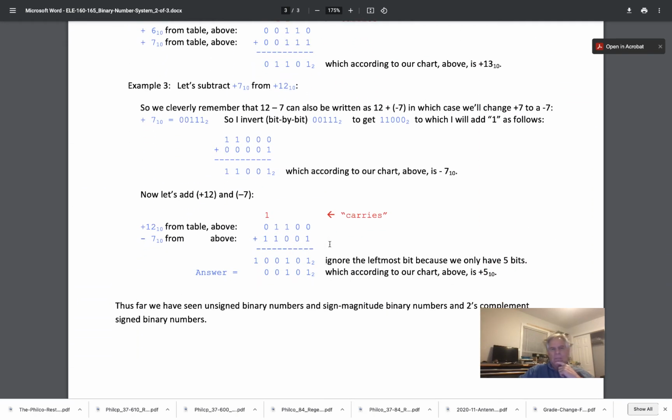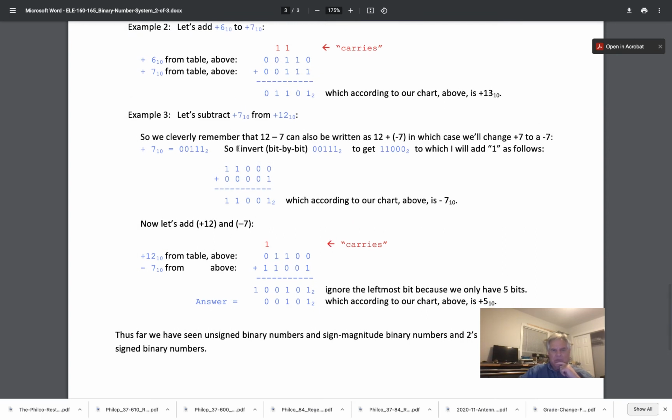Now, let's subtract 7 from 12. 7 base 10 from 12 base 10. So we cleverly remember that 12 minus 7 can also be written as 12 plus a negative 7, in which case we'll change 7 to a negative 7. So here's a 7, 0, 0, 1, 1, 1. So we invert bit by bit, and we get 1, 1, 0, 0, 0, to which I will add 1 as follows. 1, 1, 0, 0, 0, plus a 1, and I get 1, 1, 0, 0, 1.